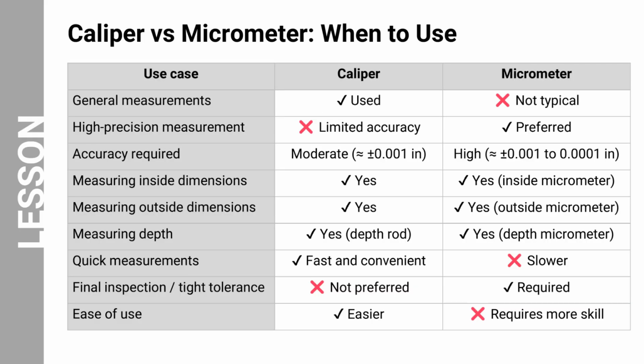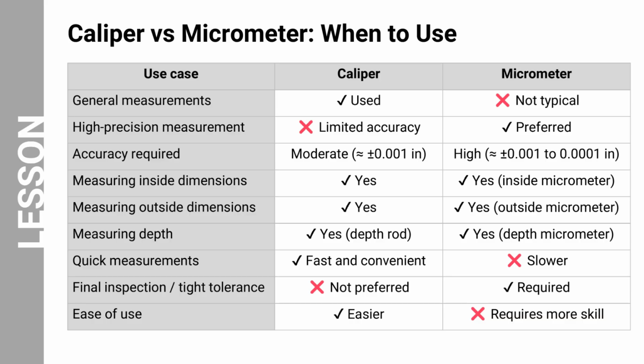Finally, let's compare the use of calipers and micrometers to clearly understand when each tool should be selected in aviation maintenance. For general measurements, calipers are commonly used because they are fast and convenient, making them suitable for quick checks and routine tasks. However, when high precision is required, micrometers are preferred due to their greater accuracy and finer resolution.